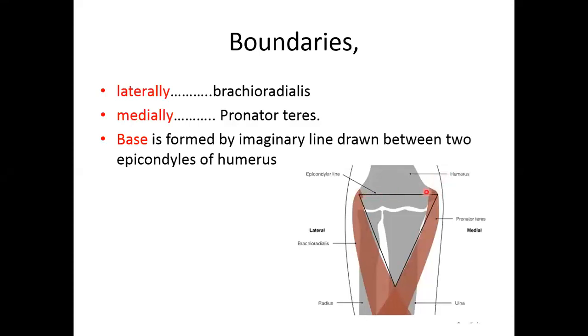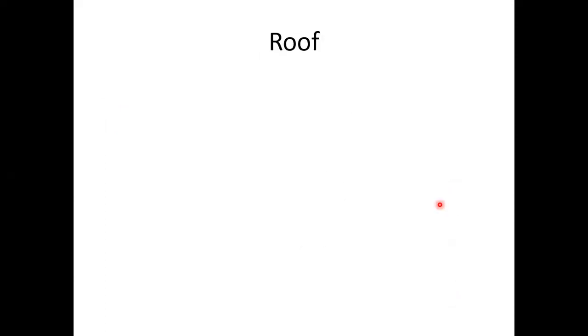It has got a base which is formed by a line known as the epicondylar line. It is not a true line, but an imaginary line which is passing between the two epicondyles of the humerus, the medial epicondyle and the lateral epicondyle. Then the other two boundaries: the lateral boundary is formed by the brachioradialis muscle, while the medial boundary is formed by another muscle known as the pronator teres muscle. So a base, lateral, and medial boundaries. Base formed by epicondylar line, lateral boundary by the brachioradialis muscle, and medial boundary by the pronator teres muscle.